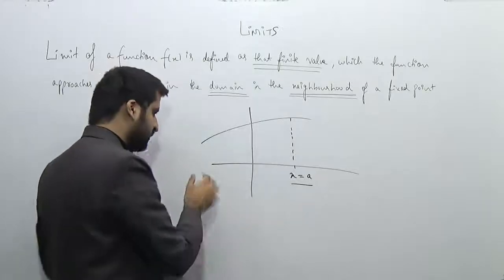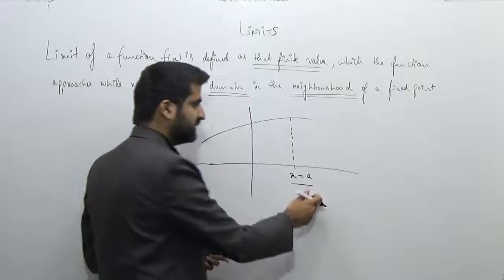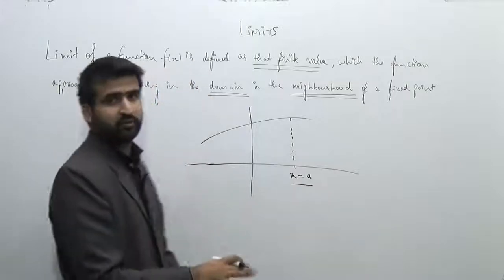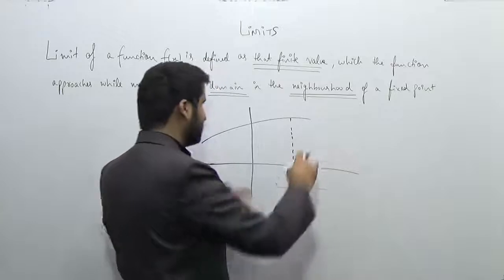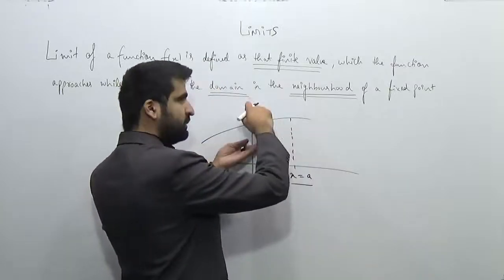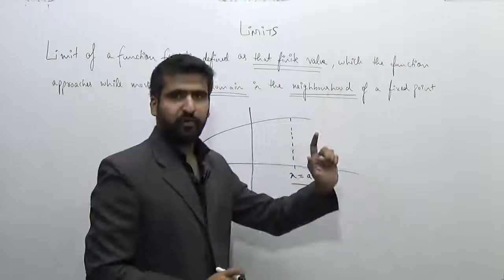Now domain is always seen on the x-axis. As we have already discussed, the domain is seen on the x-axis and the range comes on the y-axis. So the domain of this function is from here to here and the range will be this region. This will be the range and this will be the domain, in the neighborhood of the fixed point.